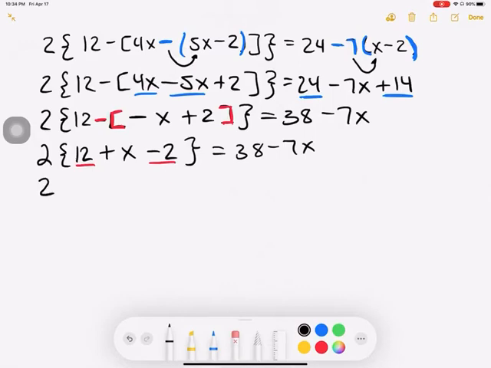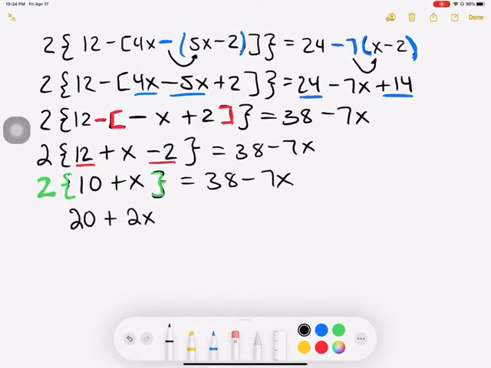Okay, so I'm going to combine that 12 and negative 2, so 12 minus 2, that should be 10, equals 38 minus 7x. And the last parenthesis that I'm going to get rid of, right, the braces with whatever I have in front of them. In this case I have a 2, so I will have to distribute the number 2 to everything inside the parentheses. Okay, so 2 times 10, that's 20, plus 2x equals 38 minus 7x.